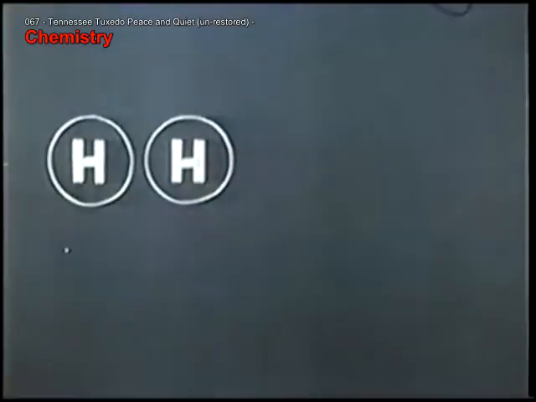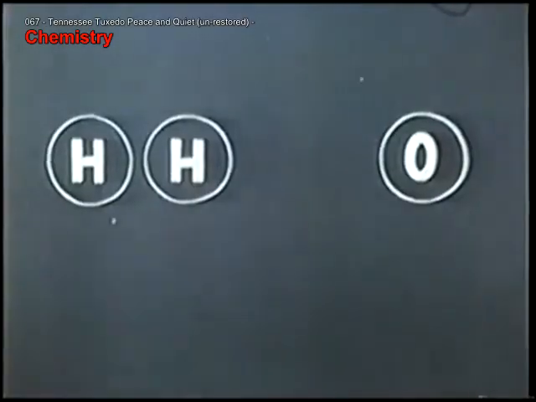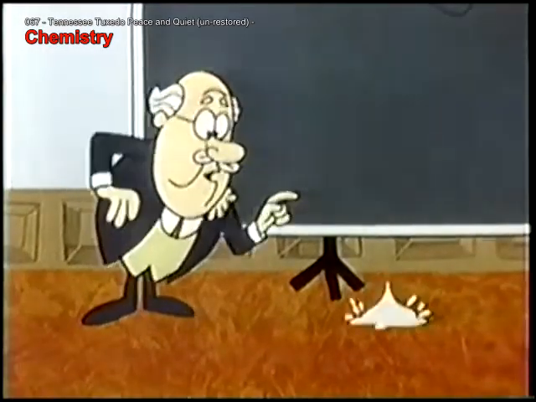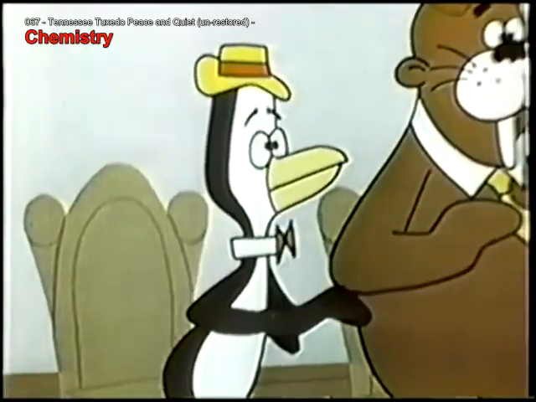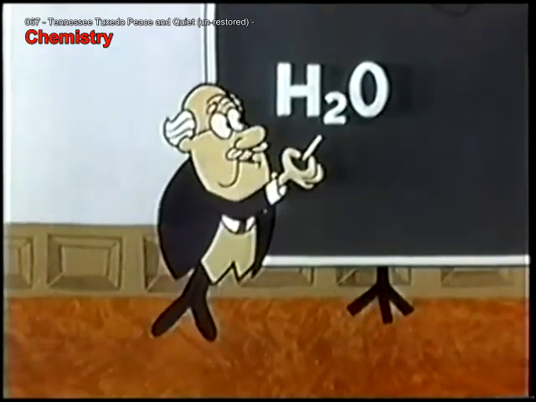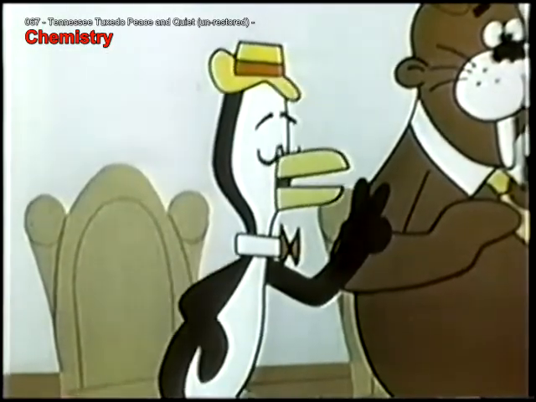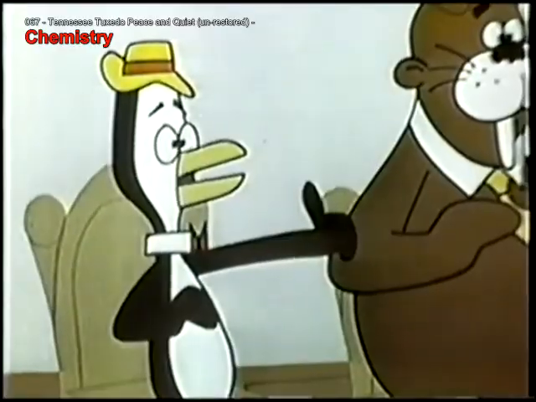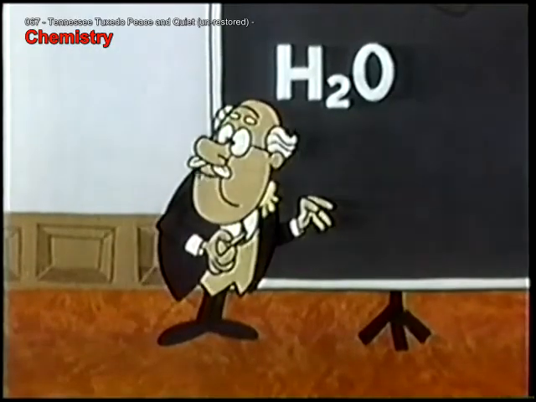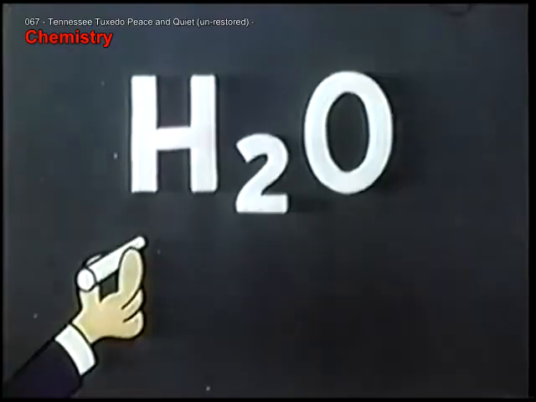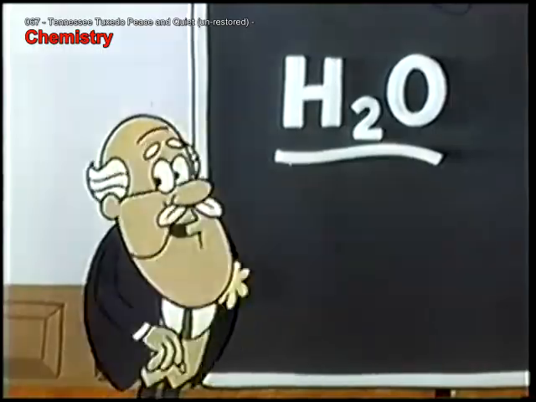2 atoms of hydrogen, which is a gas, get together with 1 atom of oxygen, which is also a gas, and chemically they change into water, which is a liquid. It's called H2O. I get it. 2 atoms of hydrogen, H, and 1 atom of oxygen, O. Precisely, my boy. That's the way chemists indicate water. H2O. That's called a formula.